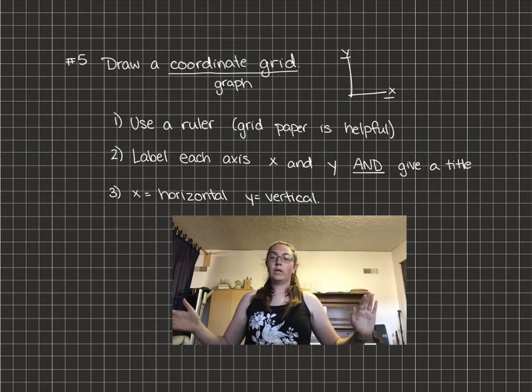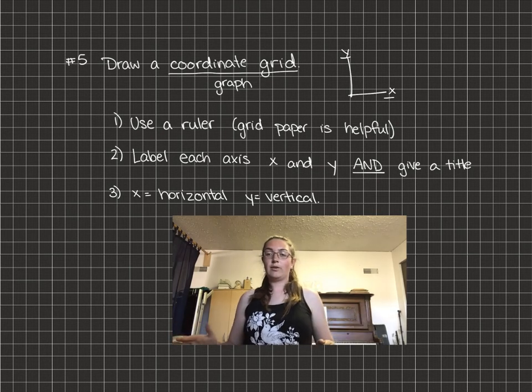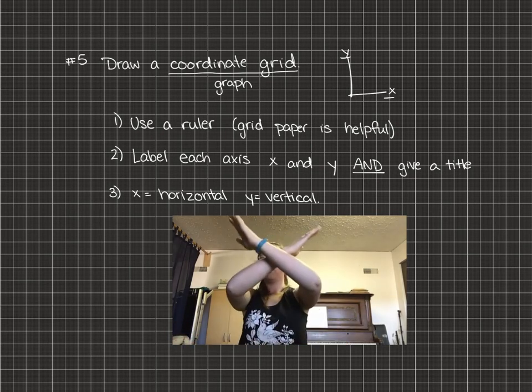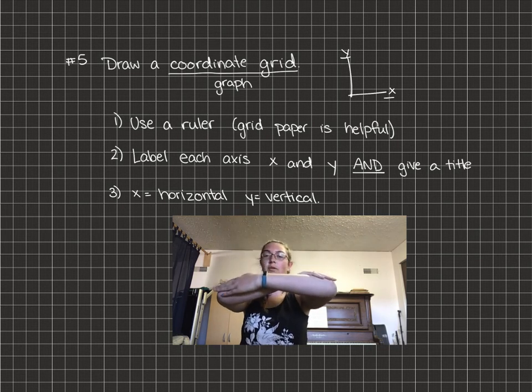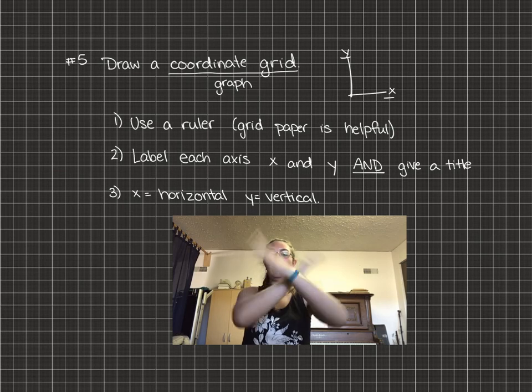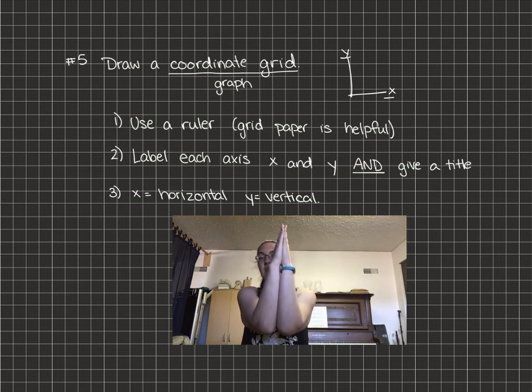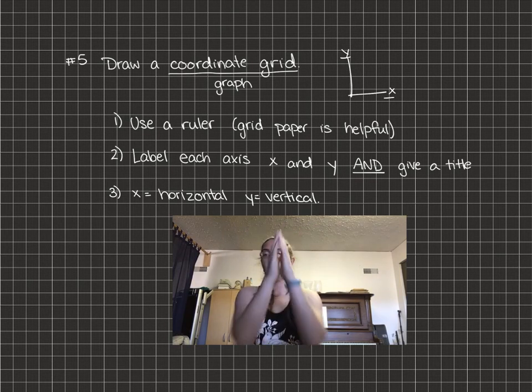I'm about to give you the weirdest visual explanation of how to remember whether the X or the Y axis goes up and down. So if you make an X like this, your arms fall flat. This is your horizontal axis going this way. If you make a Y, your hands hold up. So this is your Y axis. So X and Y.